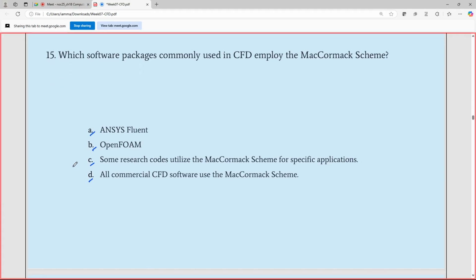Some of you might be using ANSYS Fluent or OpenFOAM. So in that basis, you can try to answer whether these packages contain McCormack scheme or not. So which of the software packages uses McCormack scheme? Simple question.